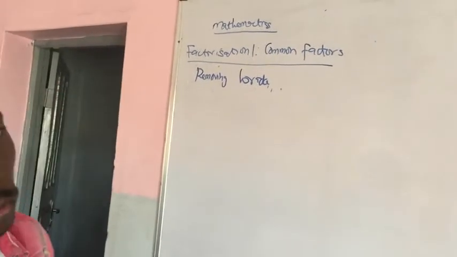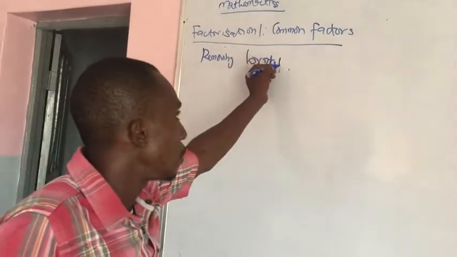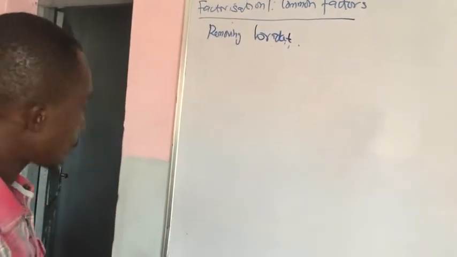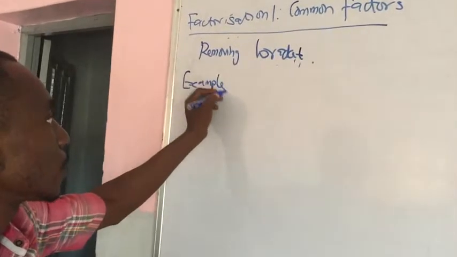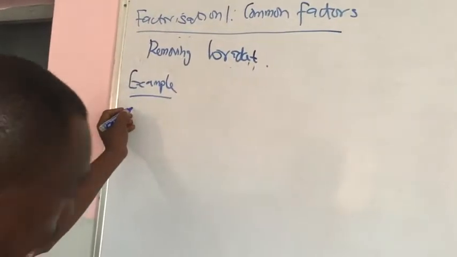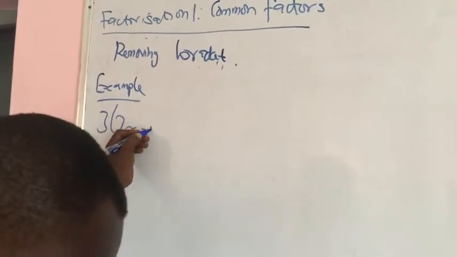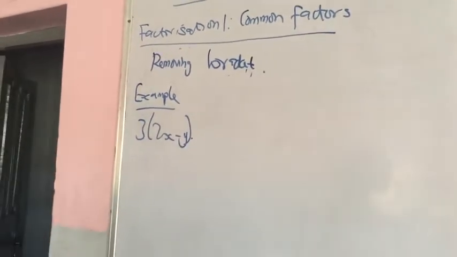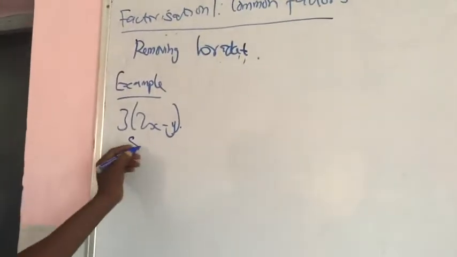We are talking about a subtopic on removing brackets. What do we mean by removing brackets? Let's take an expression, for example: 3 into the bracket of 2x minus y. If we are to remove the bracket here, what do we do? We say, solution.